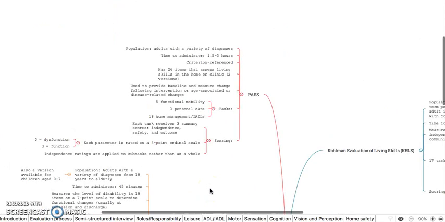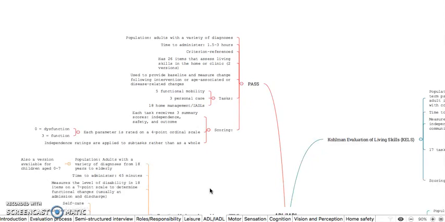The next one we're going to look at is PASS, which has 26 items that assess living skills in the home or clinic. There's 2 different versions for it. And there's 5 functional mobility tasks, 3 personal care, and 18 home management or IADL tasks.